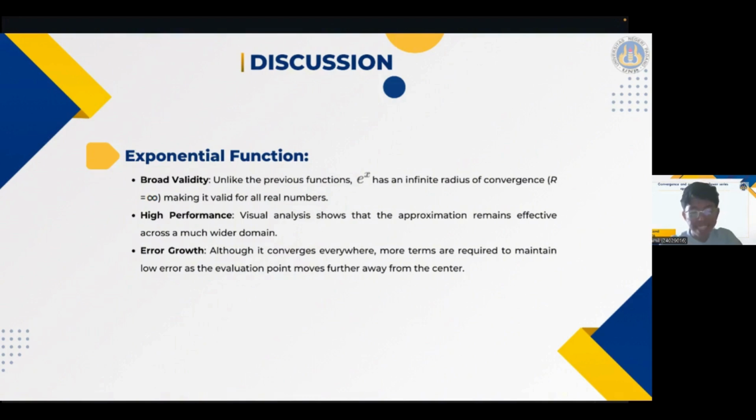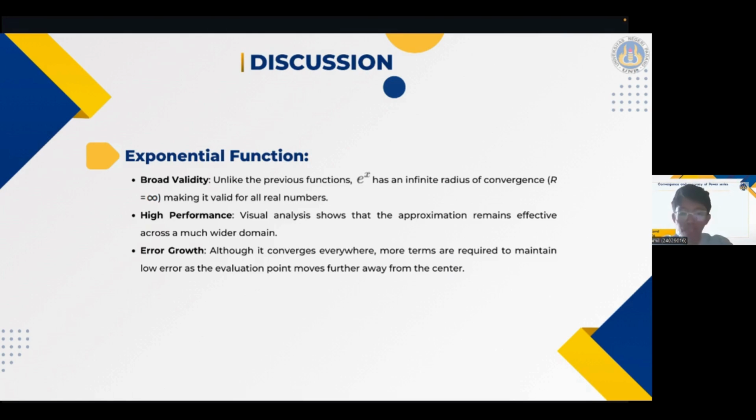Okay, lastly, let's discuss the exponential function, which is perhaps the most interesting case in our project. Unlike the previous two functions, a to the power of x has an infinite radius of convergence. This is a huge advantage because it means the series is theoretically valid for all real numbers. Our results show high performance across a much wider domain compared to the other functions. Visually, the power series is very effective at mimicking the exponential curve.